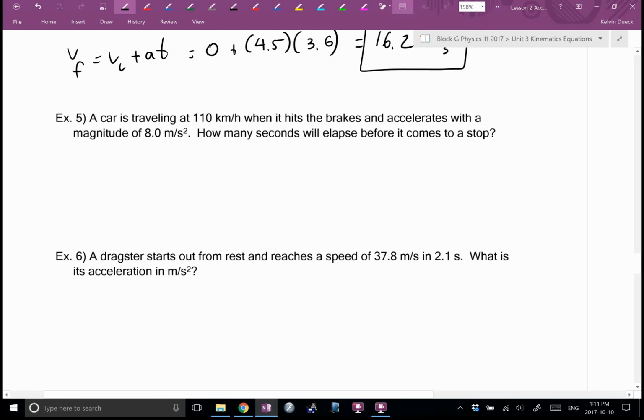Maddie, look at example 5. See example 5? What's it asking me to find? Seconds isn't one of our variables. Is it asking me to find VF, A, VI, or T? Okay, I know seconds is what I looked at, but what's it asking me to find? So I'm going to start out by going, oh, T equals question mark.